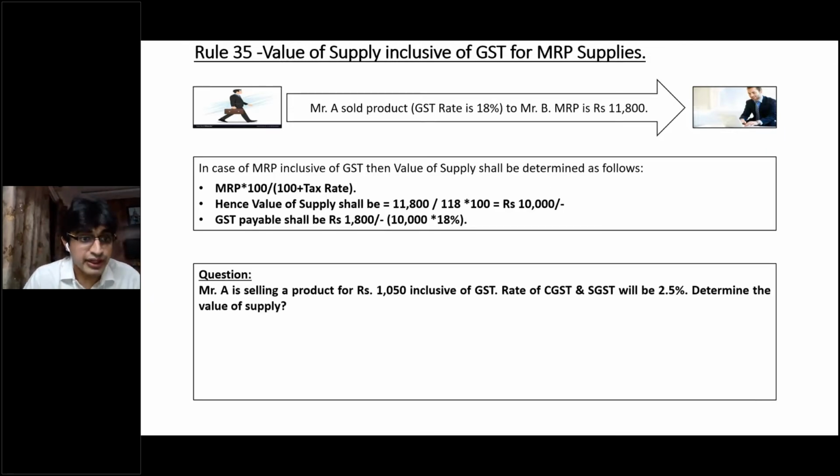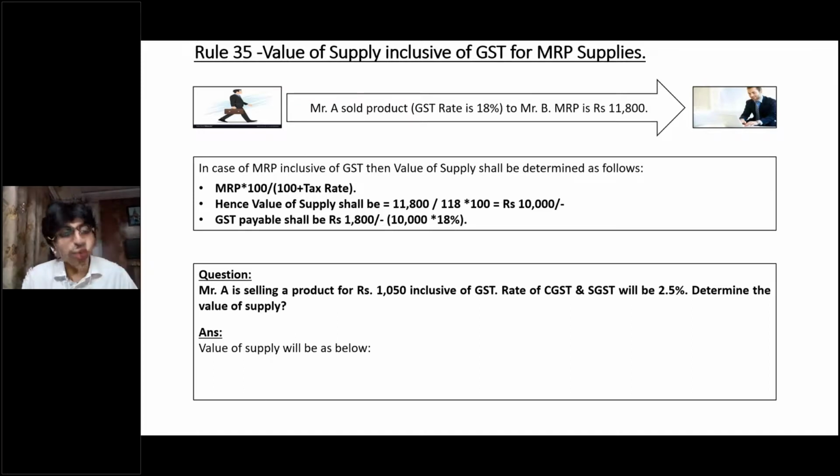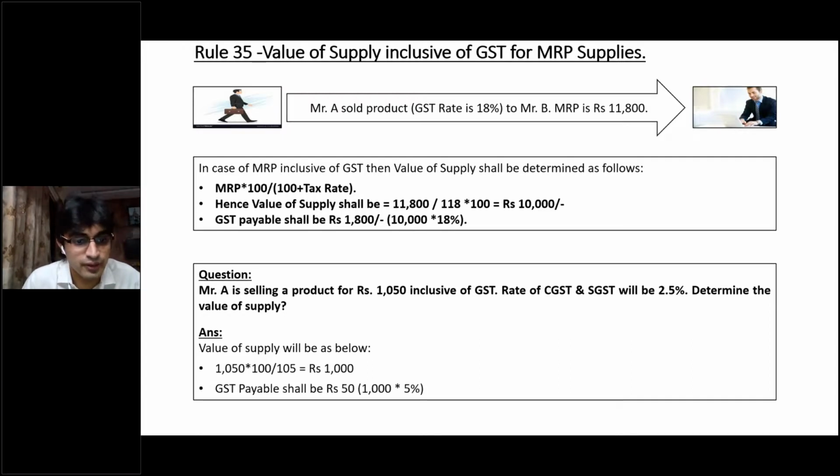Next example. Mr. A is suppose selling a product for 1050 at MRP, inclusive of GST. Rate of GST is 5%, CGST 2.5, SGST 2.5. What will be the value of supply? First of all, value of supply will be what? Total value 1050 into 100 divided by 100 plus 5. So value of supply will be 1000. GST will be on 1000 into 5%, 50 rupees.